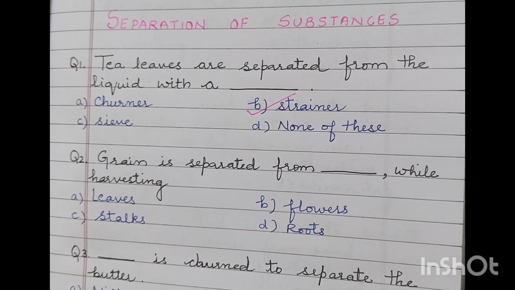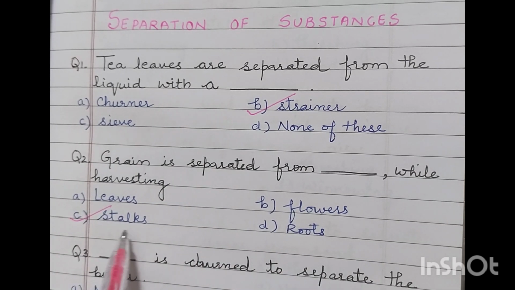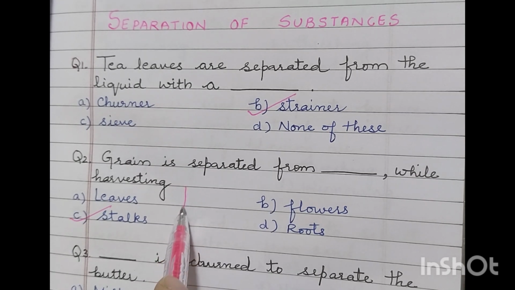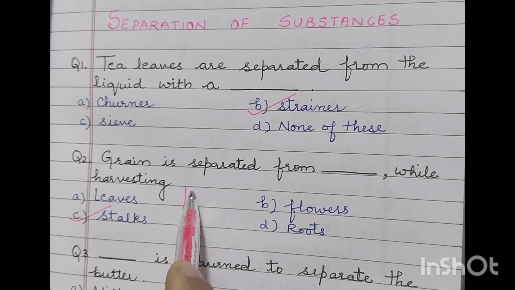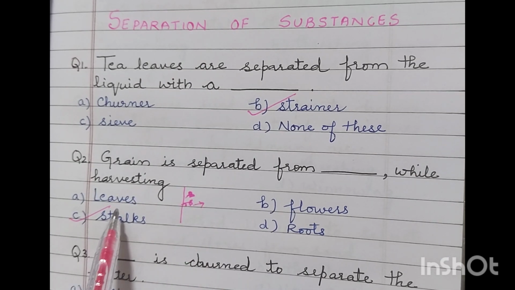Question number 2. Grain is separated from dash while harvesting. So my dear students, grain is separated from leaves, flowers, stalks or roots. Right answer is stalks. Stalk means this is a plant and grains are here. Then these are the stalks. From this the grains are separated. They are not separated by leaves, flowers or roots. They are separated by stalks.